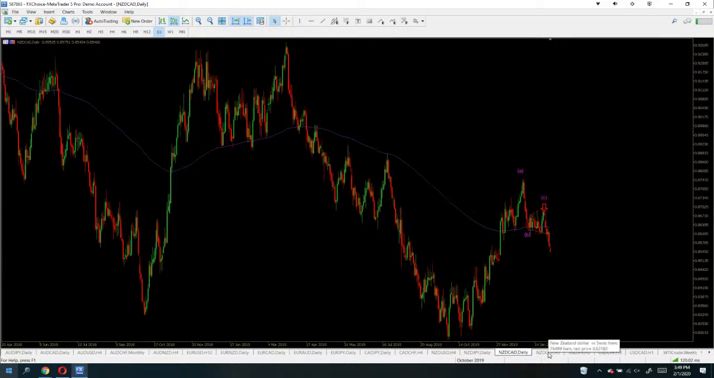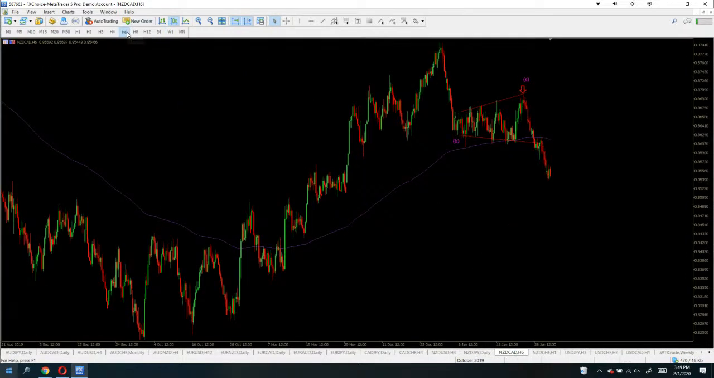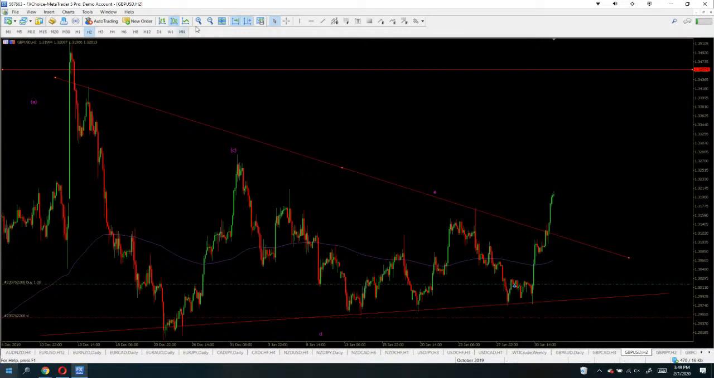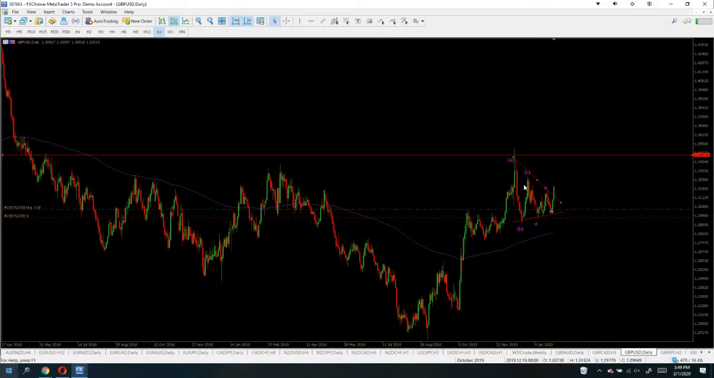So Kiwi Canadian. Oh, here's the expanding triangle. I was trying to look for this. Remember when I was showing you the pound pairs? Pound dollar, for instance. Let's zoom out. Contracting triangle. This is what we saw on the pound US dollar and on the euro versus the Aussie. I showed you this earlier.